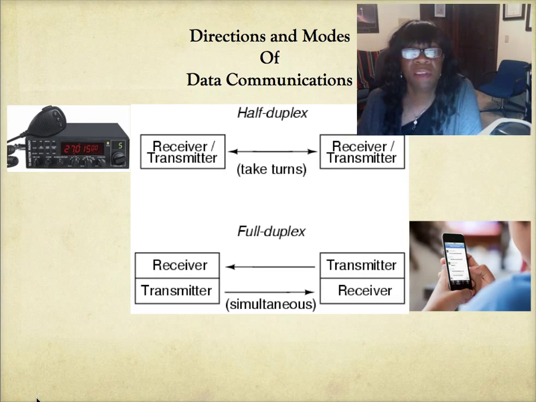Next, let's examine the directions and modes of data communications. As described in a textbook, Data, Network, and Internet Communications Technology, a data communications mode specifies the capability of a device to send and receive data by determining the direction of the signal between the two connections. There are three types of data communication modes: the simplex channel, the half duplex channel, and the full duplex channel.